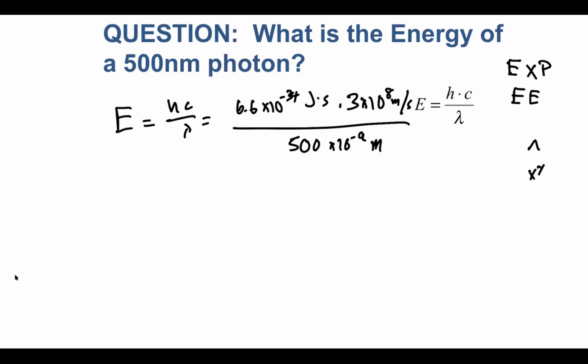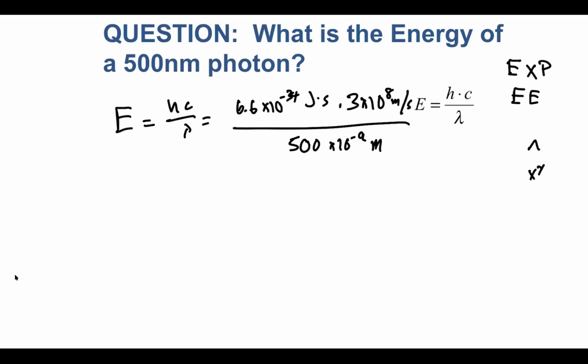So in other words, if you plug into your calculator 6.6 EE or EXP, depending on what your calculator has, negative 34, that's going to tell it that that's a single number that is 6.6 times 10 to the negative 34. 6.6 EE negative 34 times 3 EE 8 divided by 500 EE negative 9 is the simplest way to plug that into your calculator. You can get into trouble with the caret and the X and the Y, and I'll tell you why.